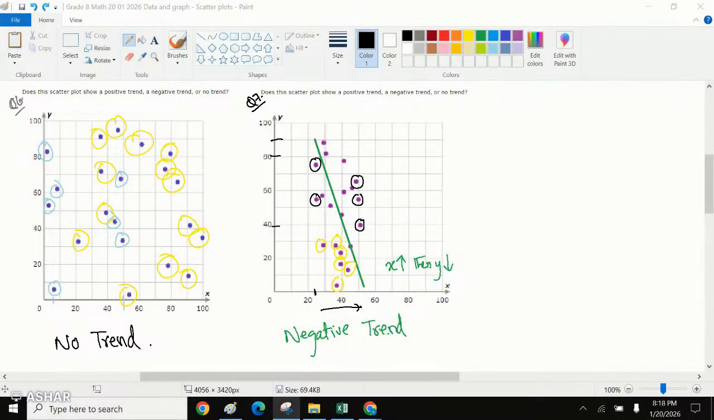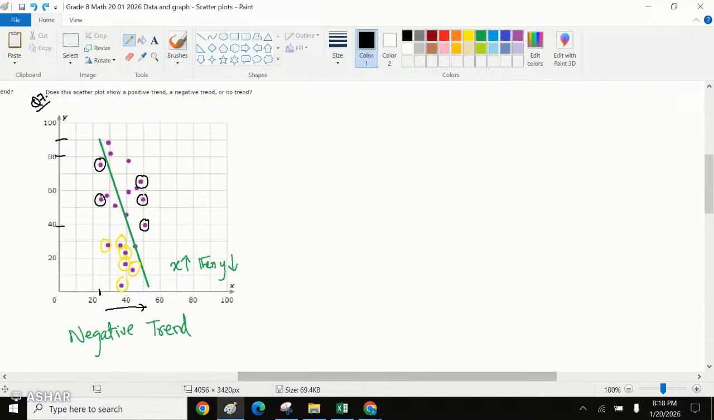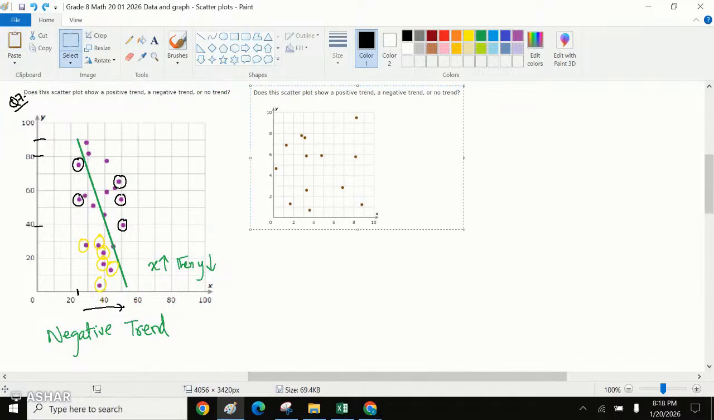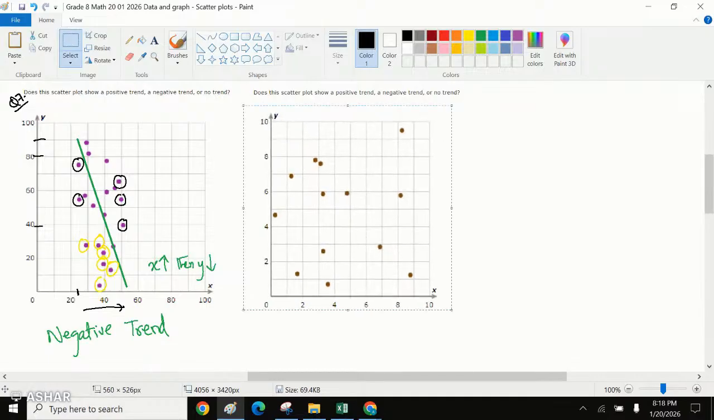What about the trend in this given question? Question number 8. I'll just paste it. Okay, and question number 8 is here. So what can we say about question number 8? Anyone? Would anyone like to answer? Job? What can we say about question number 8? What kind of a pattern is it? Is it a positive trend, negative trend, or no trend? What kind of a pattern do we see here?